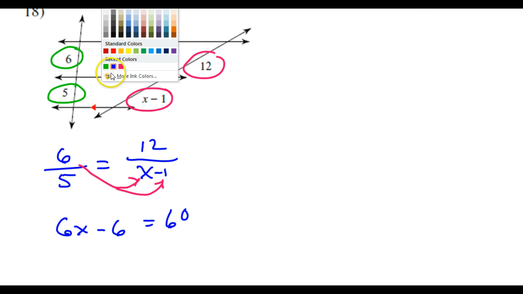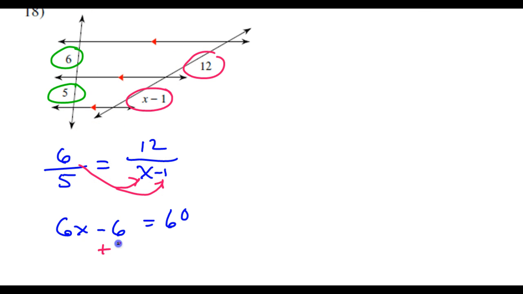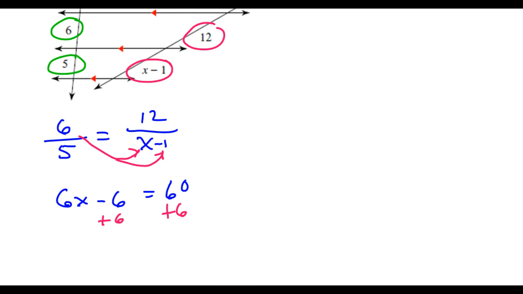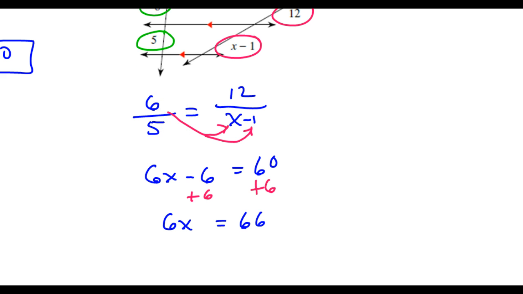Alright, then we would add 6 to both sides. So that gives us 6x is equal to 66. So when we divide by 6, we get 11.